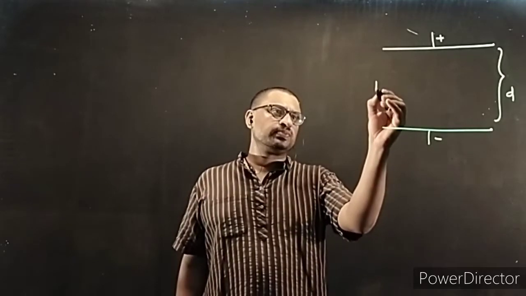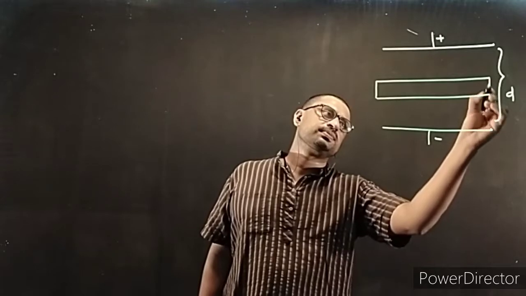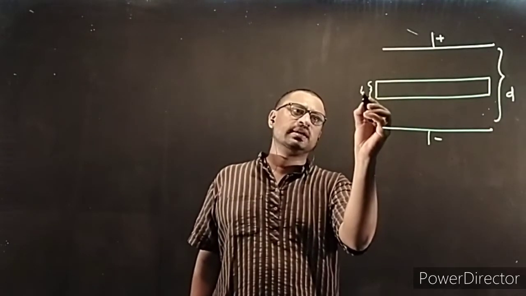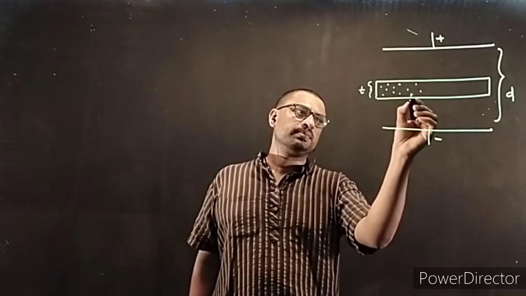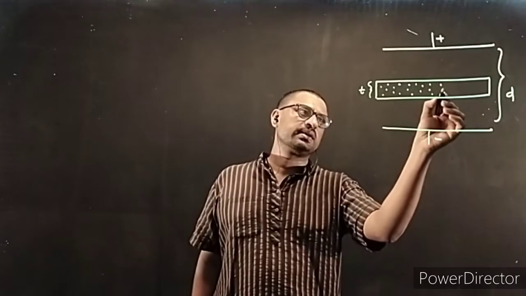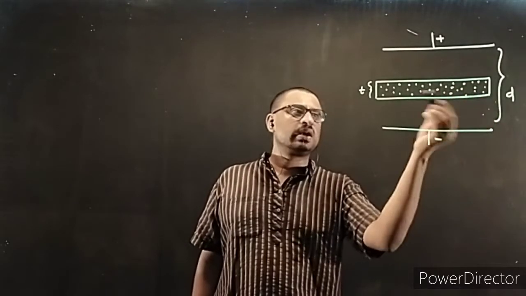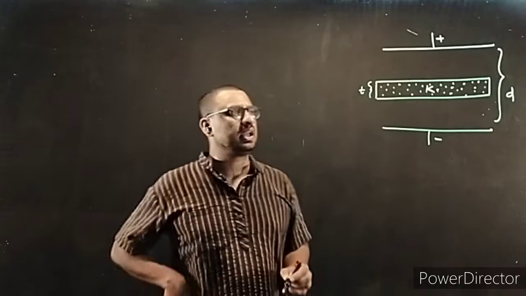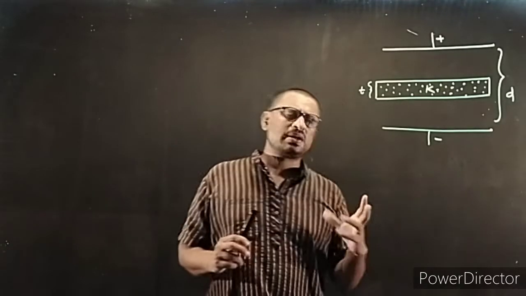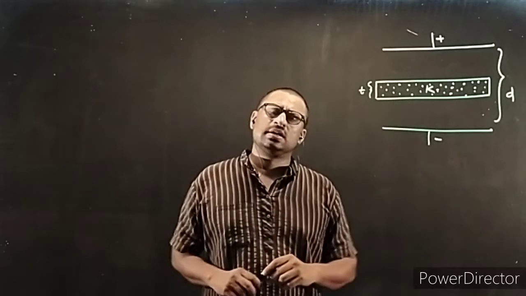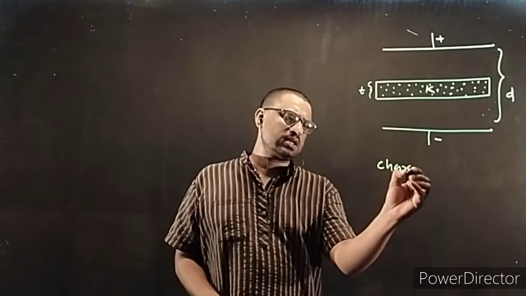Now what you do is you take a dielectric slab of thickness T and dielectric constant K, and you place it in between the plates. Now we want to find what is the capacity of that arrangement. We will proceed as before.